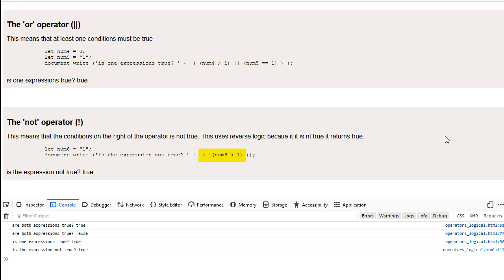However, because we're putting a not in front of it, we kind of have this reverse logic here. If it's not true, then essentially it returns true. So we're asking, is this not true? Correct, it is not true. Therefore it returns true.